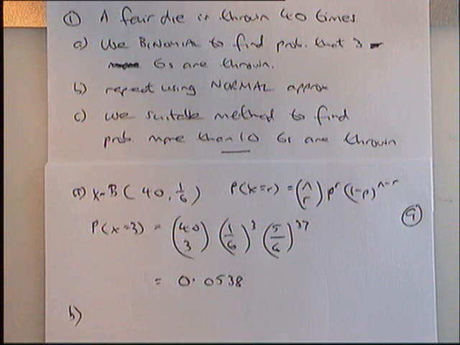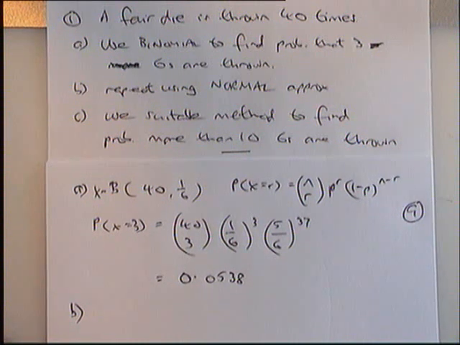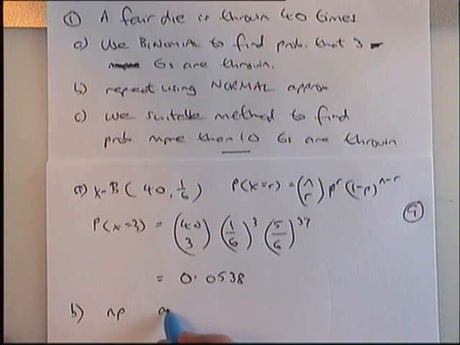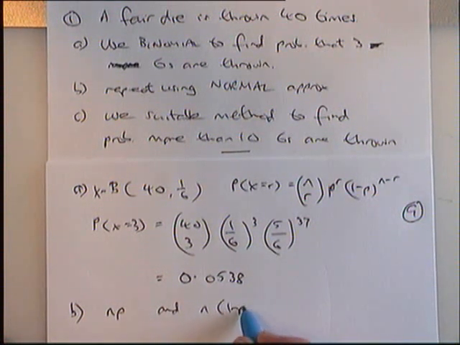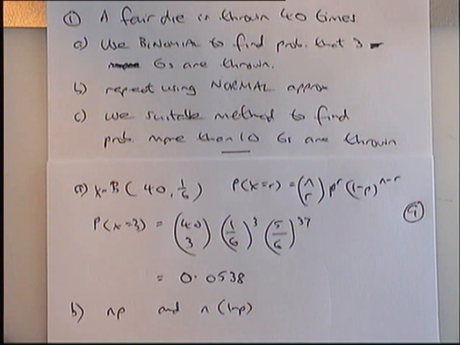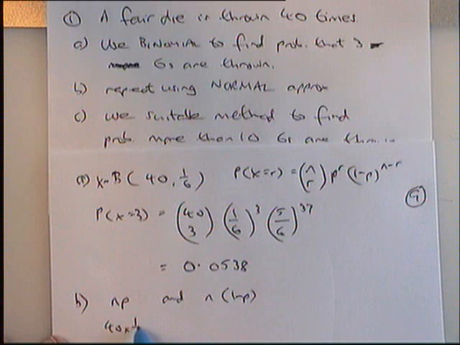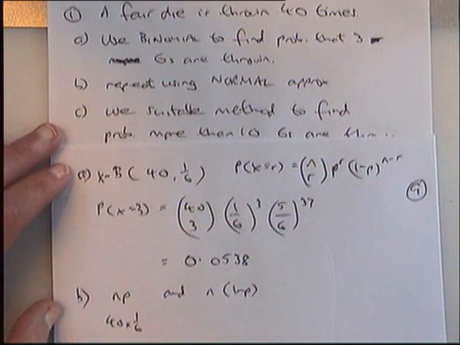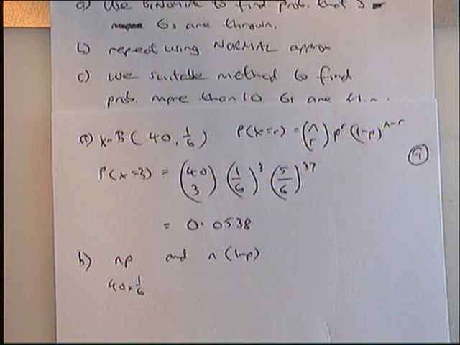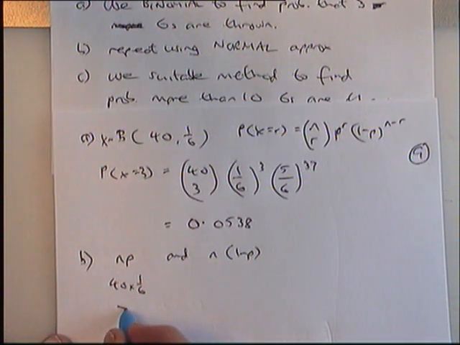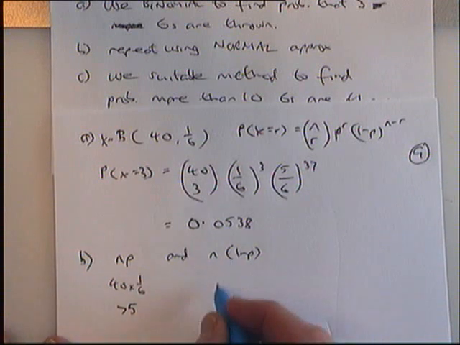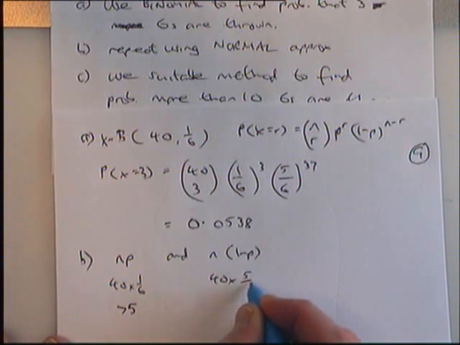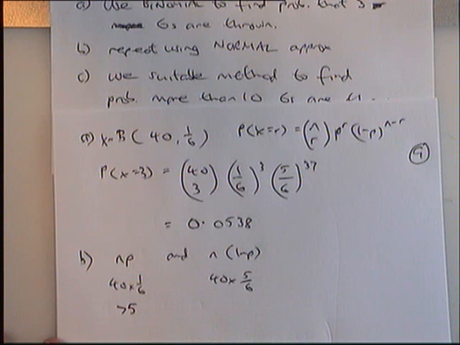Now in part B, it's asking us to do the same thing using the normal approximation. Now I know here it tells us to use the normal approximation, but let's just check it's valid. So we need to check np and we need to check n(1 minus p). Well, n is 40 and p is 1/6. 40 times 1/6, or 40 divided by 6, that's going to be 6 point something. So that certainly is greater than 5. Then over here, 40 times 1 minus p, which is 5/6. Well, that's in the 30s. That's definitely greater than 5 as well.